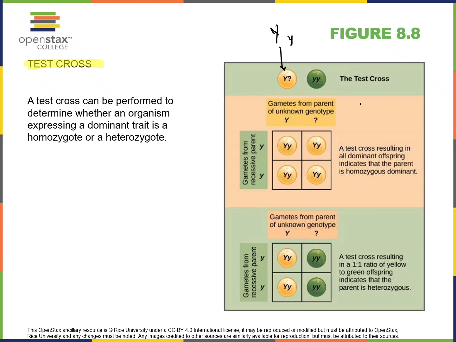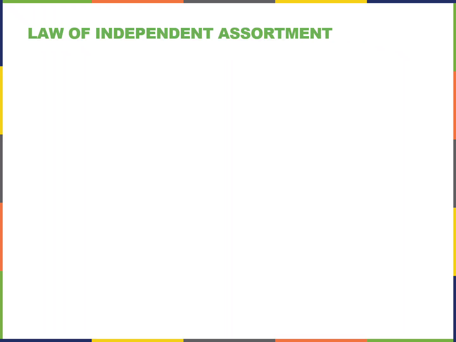If you see that none of the offspring have any of that recessive trait, that tells you that the parent generation was homozygous dominant. So it's all in the testing of the offspring that you can tell what the parents were genetically. You can tell what their genotypes were. So we use test crosses to find out whether or not an organism is homozygous dominant or is heterozygous.